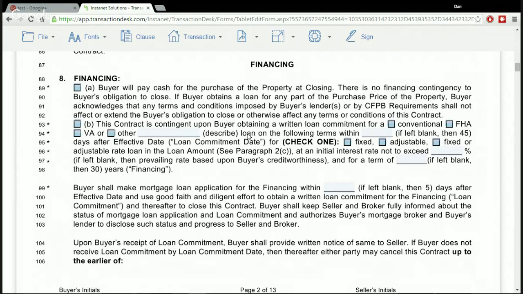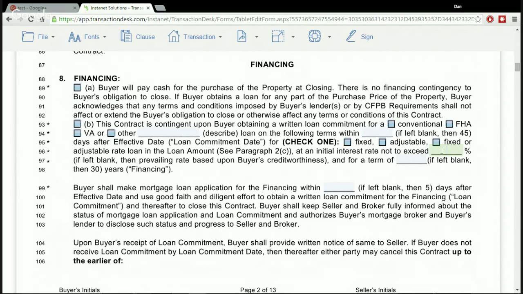So it's going to be that type of loan. It's contingent on that type of loan. We're on line 94 here, and it's going to be on the following terms. They want this loan commitment within, and if left blank, it's 45 days after effective date. That's the loan commitment date. So it's contingent upon them getting a written loan commitment within 45 days based on these terms. And then it can be a fixed rate, it can be an adjustable rate, it can be a fixed or adjustable rate.